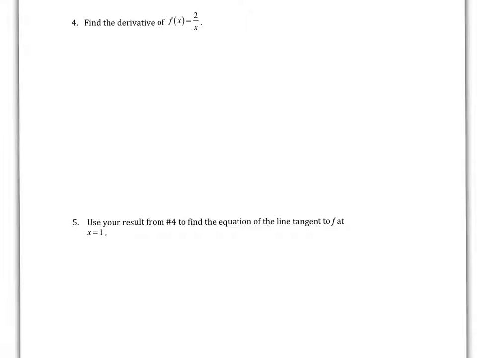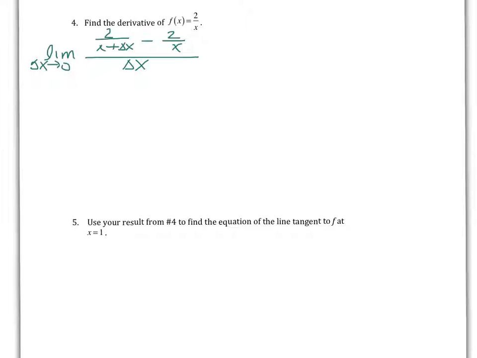Next we need to find the derivative of f of x equals 2 over x. Again we need to use our definition of derivative. So that's the limit as delta x approaches 0 of 2 over x plus delta x minus 2 over x, all over delta x. That's a little bit messy, because we have complex fractions there, so we need to combine those.